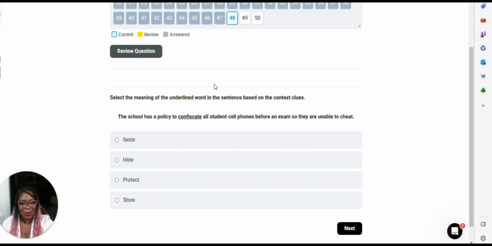Almost there, guys. Select the meaning of the underlined word in the sentence based on the context clues. The school has a policy to confiscate all student cell phones before an exam so that they are unable to cheat. Is it seize? Is it hide? Is it protect? Or is it store?